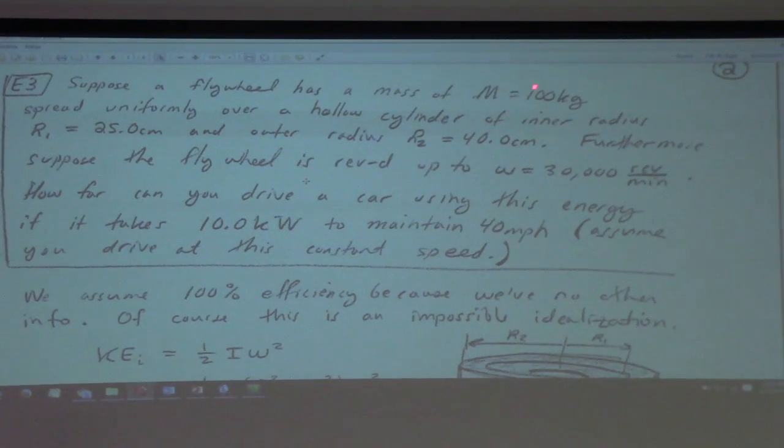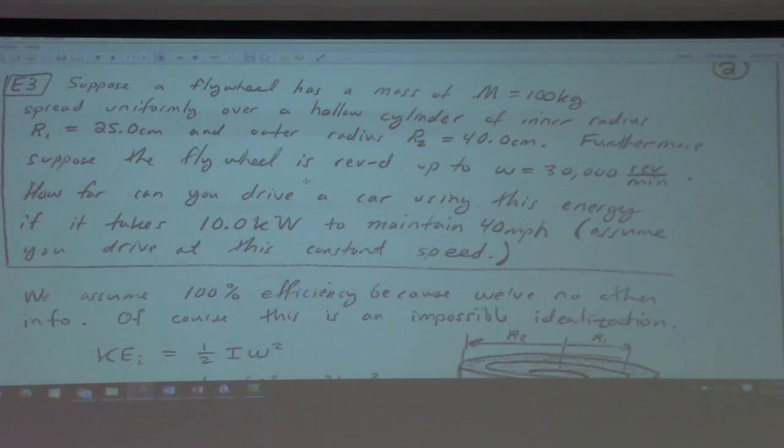Okay. Here's why you don't want to do that. If you have 100 kilograms in a hollow cylinder, outer radius 25 centimeters, so it's a really big cylinder, and you go to 30,000 revolutions per minute, that's considerable. How far could you drive a car using this energy if it takes 10 kilowatt hours to maintain 40 miles per hour? Assume you drive at a constant speed.